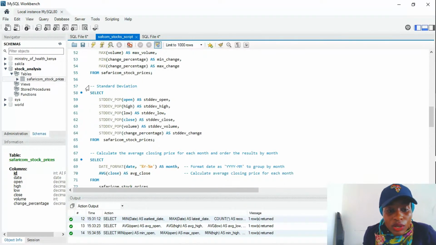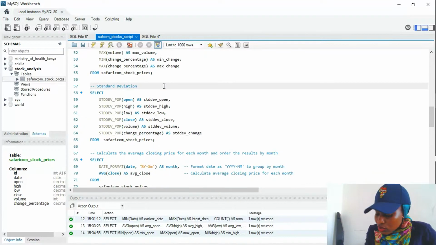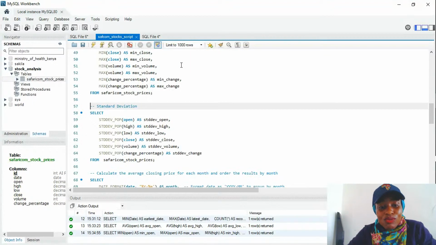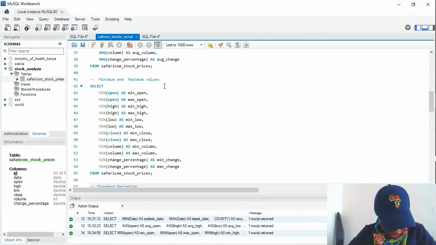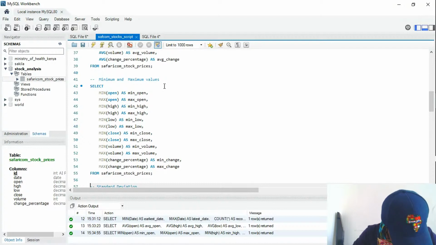So let's go ahead to the next script that we want to run here. Now we want to look at the volatility. The first thing that we were looking at here was just telling us the market trends. Okay, let me check what Mori has shared.